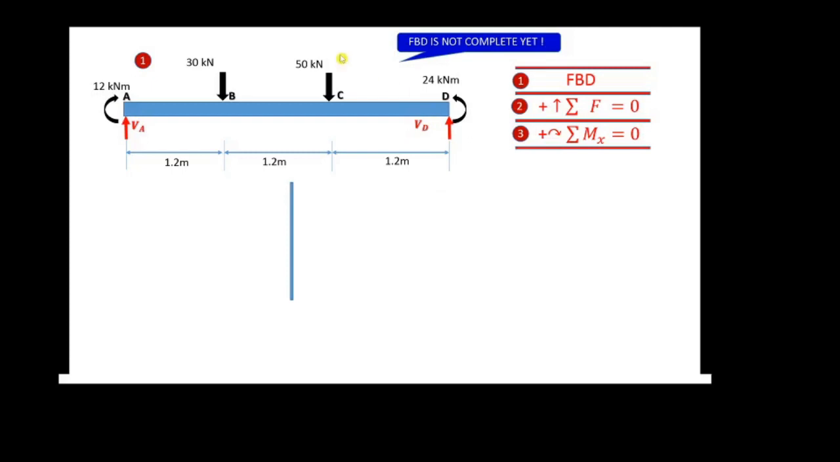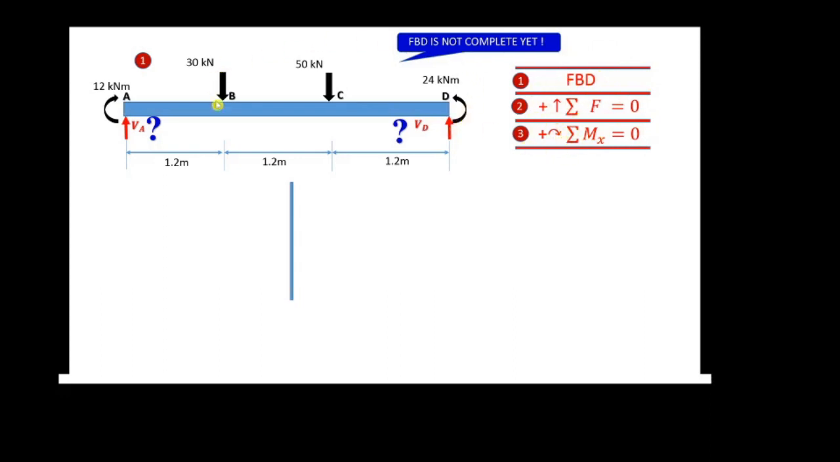Okay, now this is our free body diagram. But our free body diagram is not complete yet because we still don't know the value of VA and we still don't know the value of VD. And these are the three main steps we have to follow. The first one is FBD, second is summation of F, the third one summation of M. You can determine all the unknown variables by following these main steps.